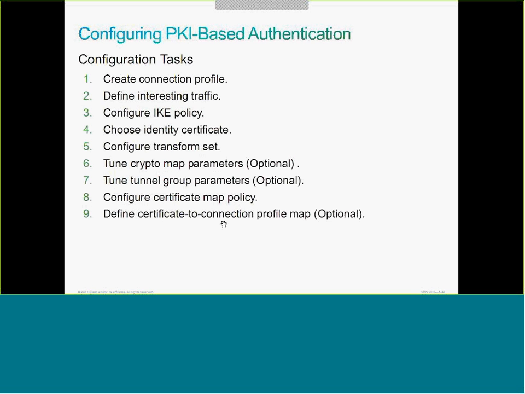And then you define certificate to connection profile map. This is like an optional method, but it always helps so that you can have different parameters set for different types of tunnels that you're creating, especially at the HQ side. For different branches, you can have different matching parameters.